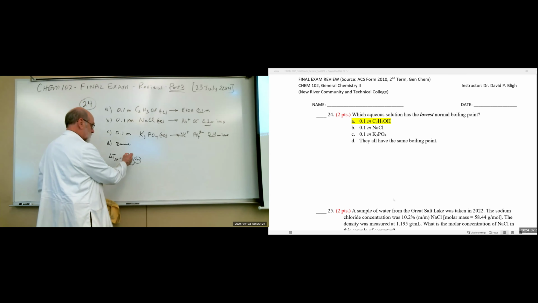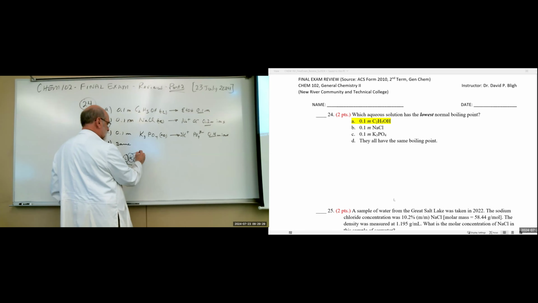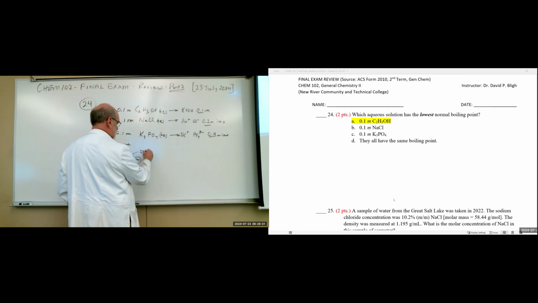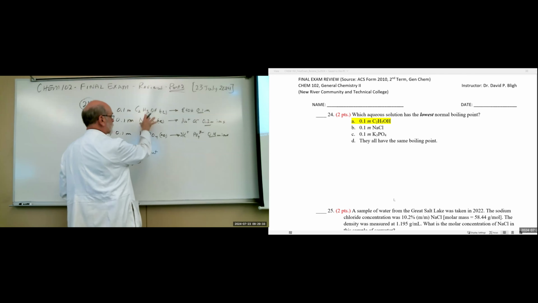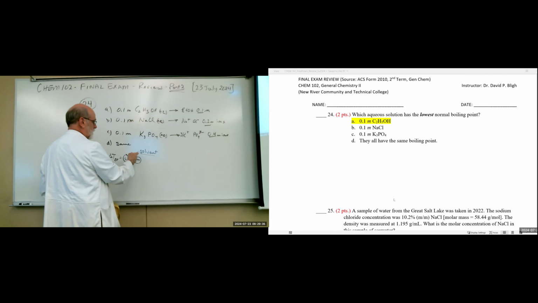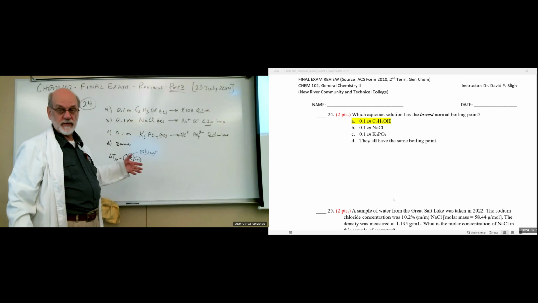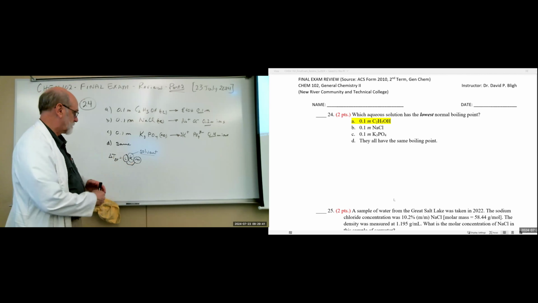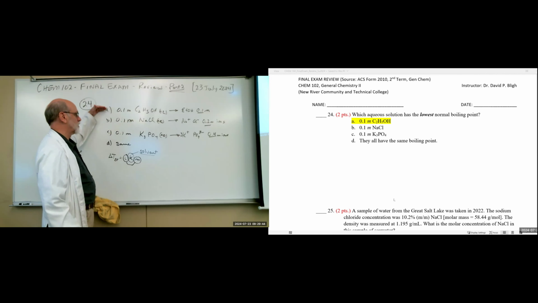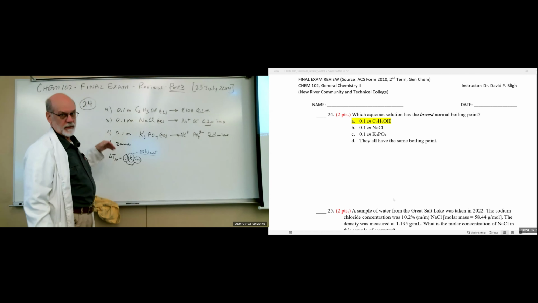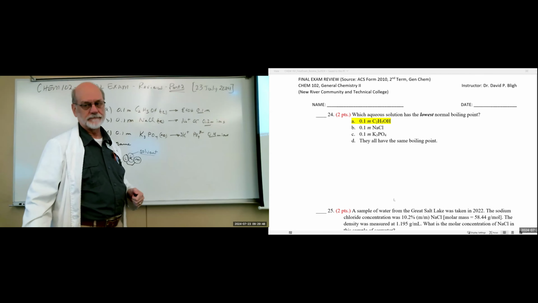And this factor right here, this is for the solvent. Those are solutes. This is the solvent. So it's going to be the same value, assuming it's an aqueous solution, it'll be whatever it is for water. So this has the lowest normal boiling point. This has the highest normal boiling point. They're not all the same.